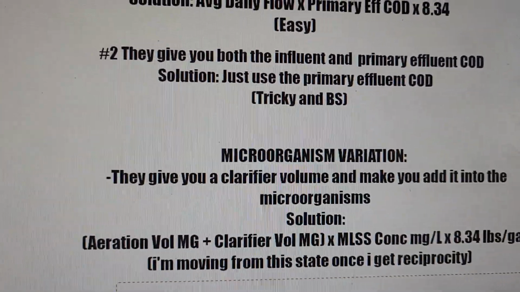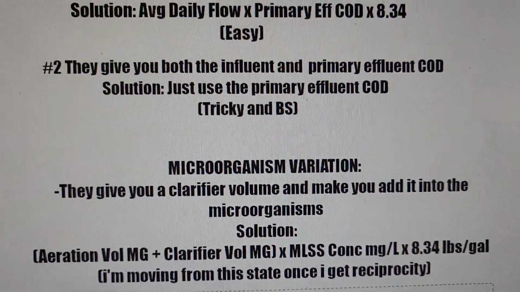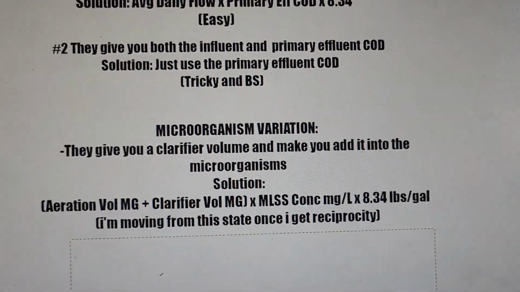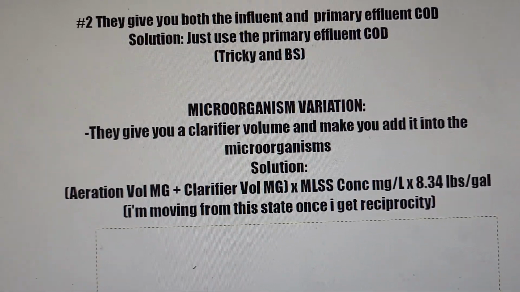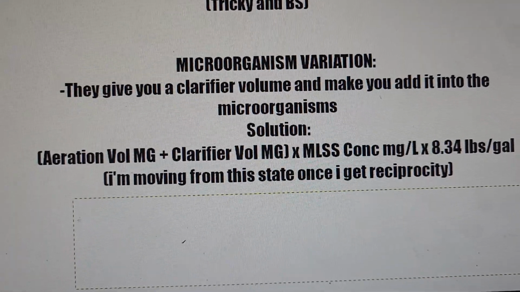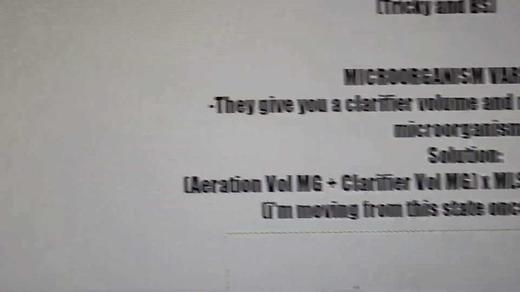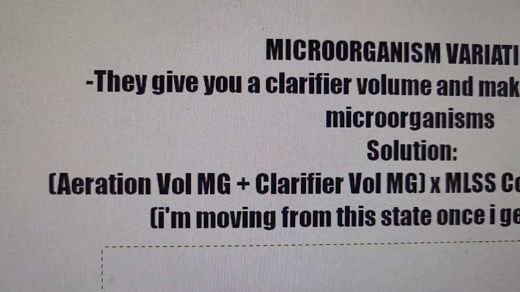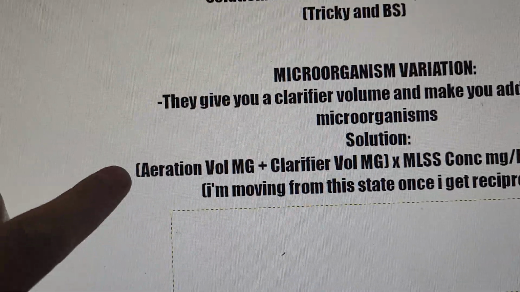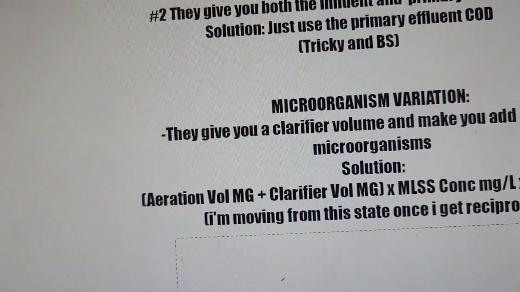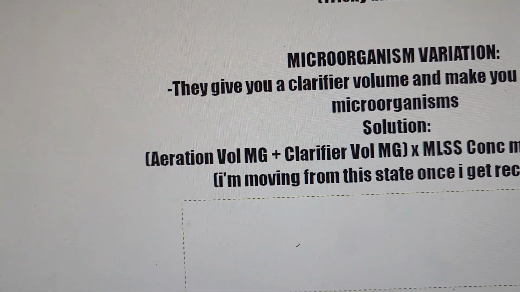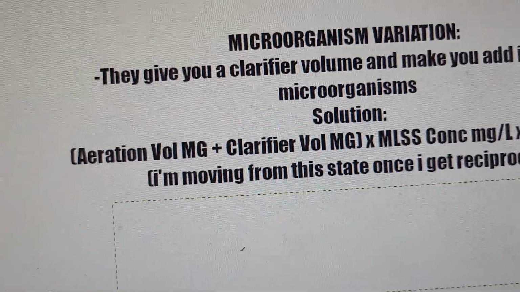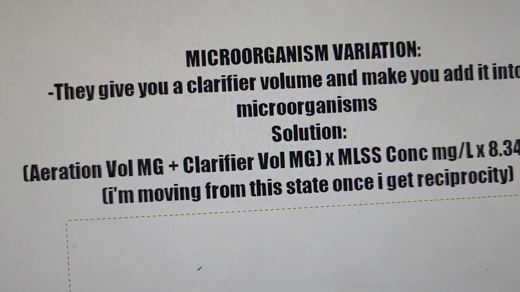Makes me mad. Second one, they give you a clarifier volume. Make you add it into the microorganisms. I don't like this. I ranted about this already. I'm getting mad again. All you do, just combine the 2 volumes with plus. If you got 1 million gallons of aeration and 1 million gallons of clarifier, just do 1 plus 1, make it 2. I don't like that you're doubling the bottom of your equation because you're cutting your F to M ratio in half. I don't like it.